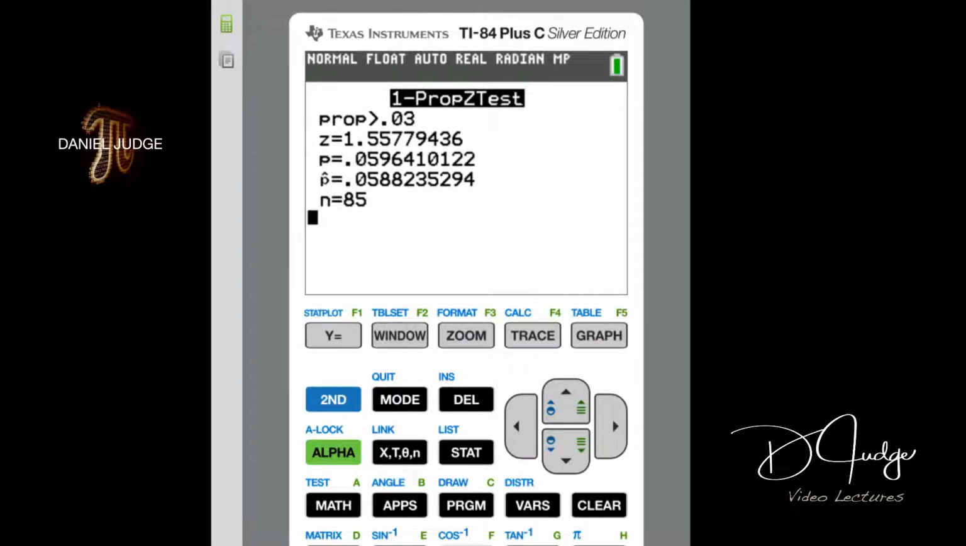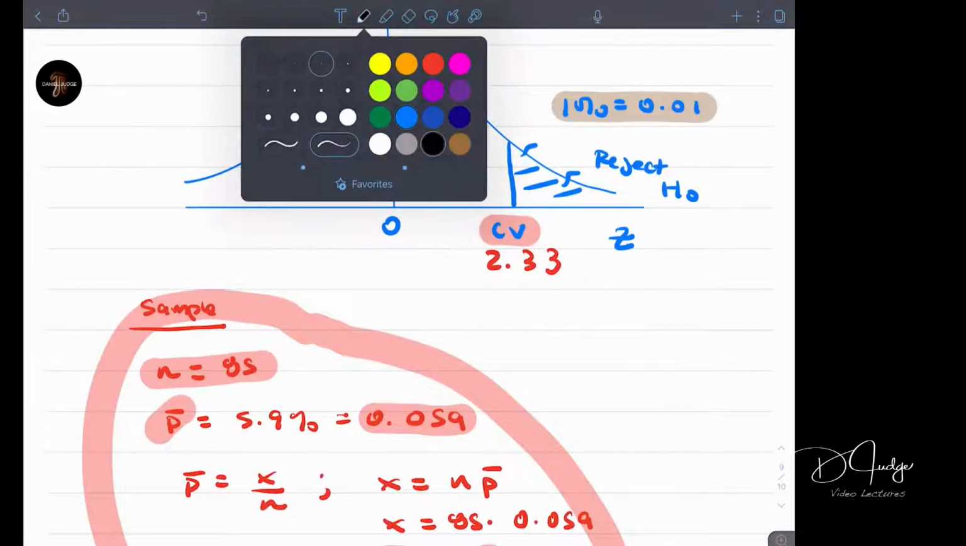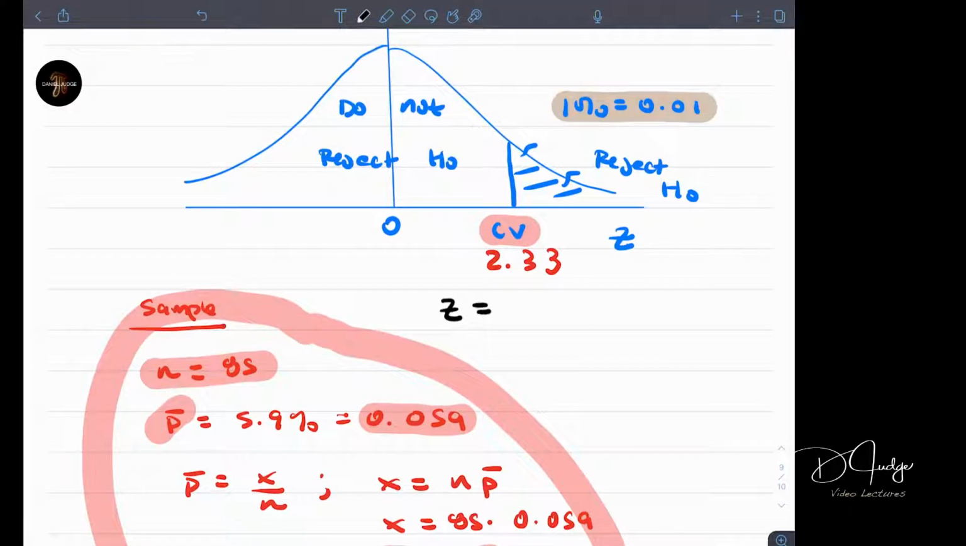Calculate that. Now remember what we're looking for. We're looking for that second value. That's our test statistic, 1.56 to the hundredths. So this will be z. It's really approximately 1.56. That's our test statistic. Okay.